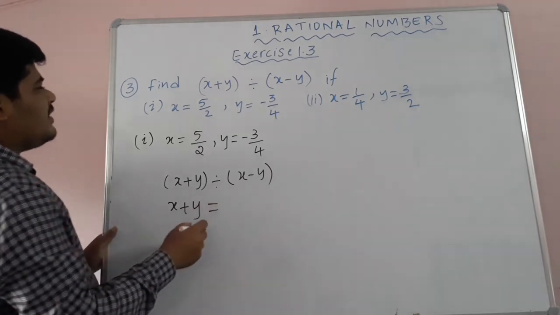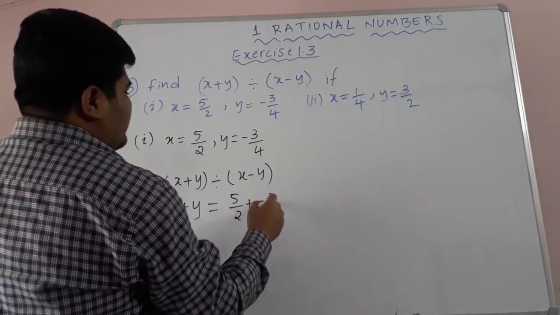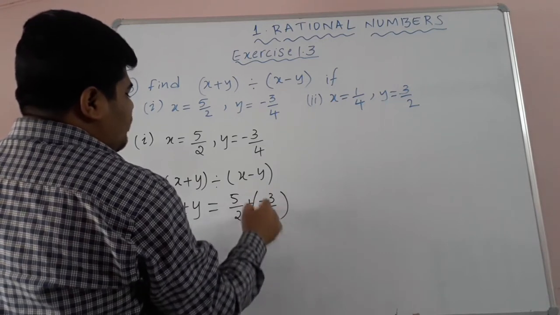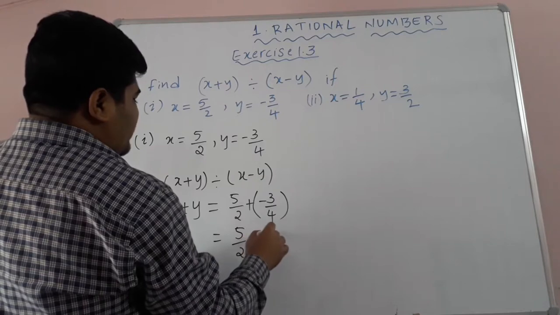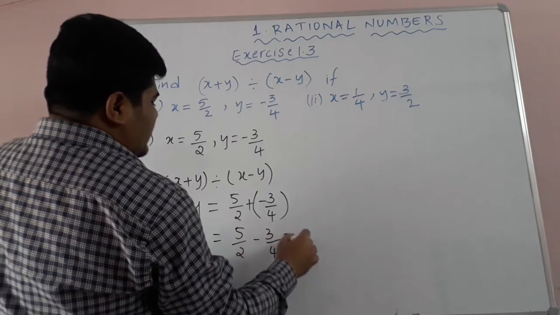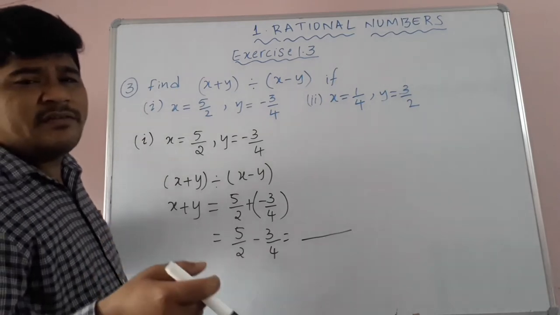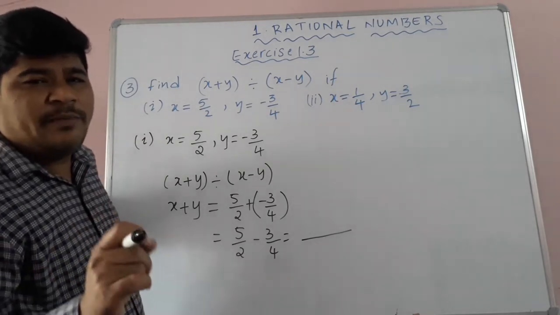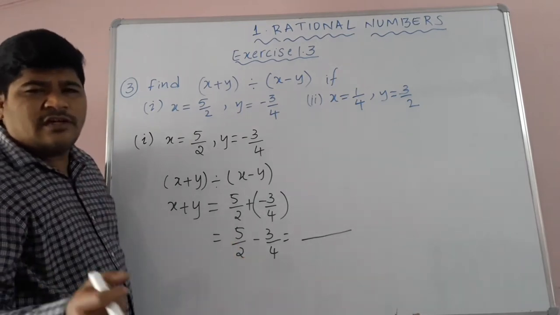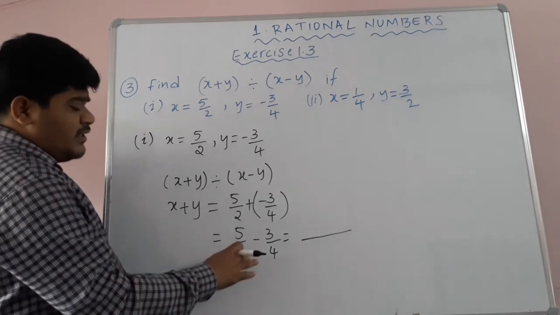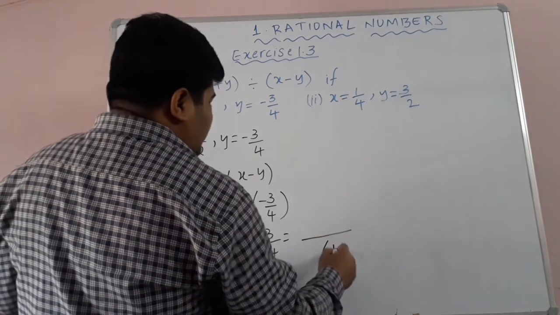X plus y is equal to 5 by 2 plus minus 3 by 4. Now we have to take the LCM of 2 and 4, children. When one number is a multiple of the other, the highest multiple will be the LCM. 2 ones are 2, 2 twos are 4. 4 is the largest multiple, so we will take 4 as the LCM.